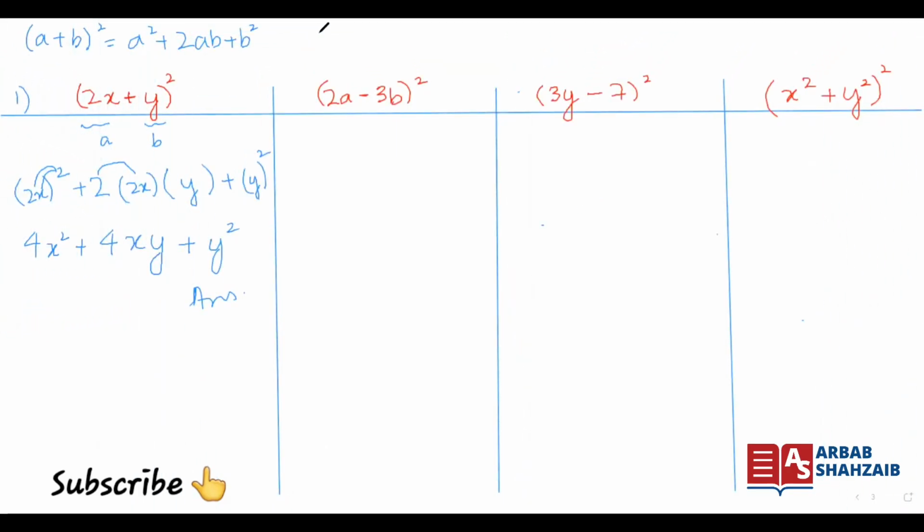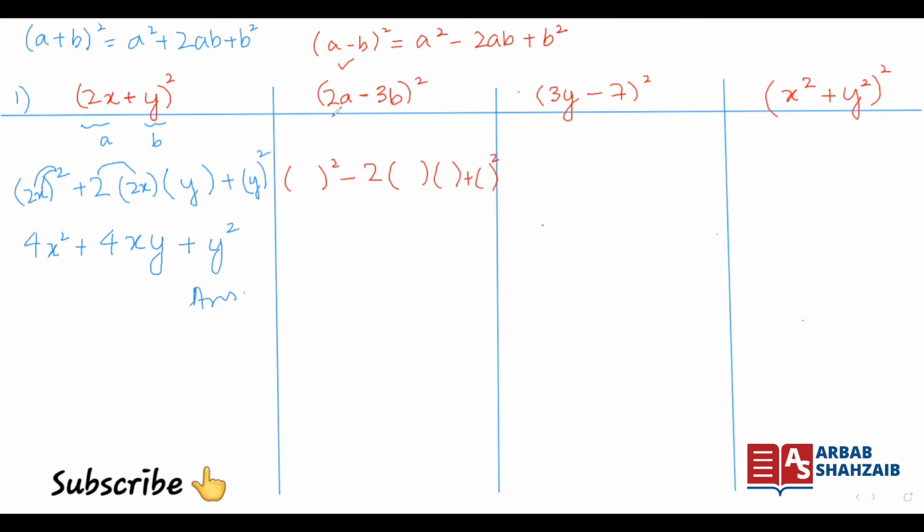So the second algebraic identity is a minus b whole square equals a square minus 2ab plus b square. And here we can see there is a minus sign between two terms, so we will apply this formula. Okay, so let's start. Very first, leave the spaces for both terms a and b: a square minus 2ab plus empty bracket for b square, and then we will start putting the values.